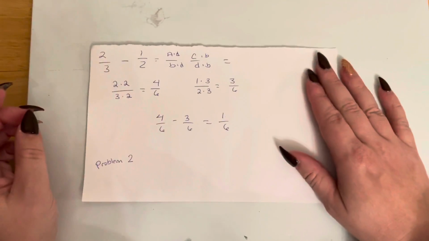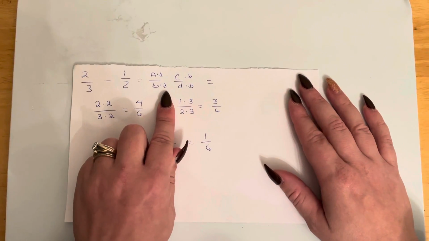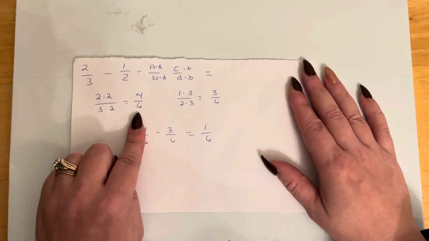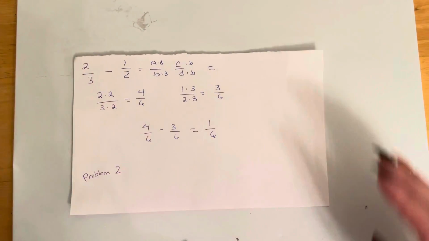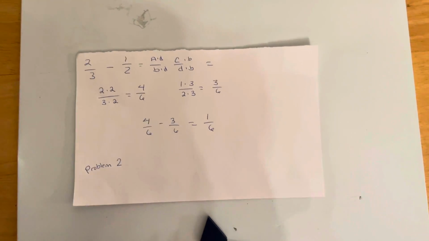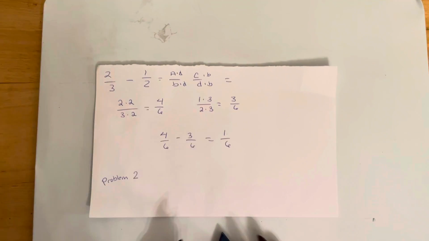And then for the second problem, 2/3 minus 1/2, using the same formula, it becomes 4/6 minus 3/6 equals 1/6. I prefer doing the algebra. I'm just more comfortable with it.